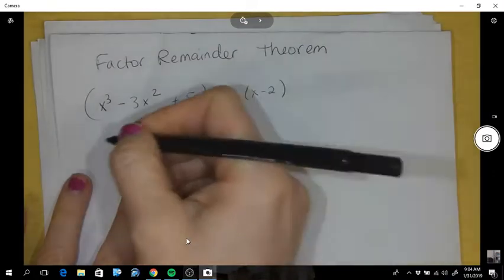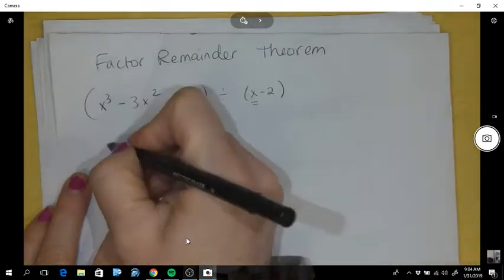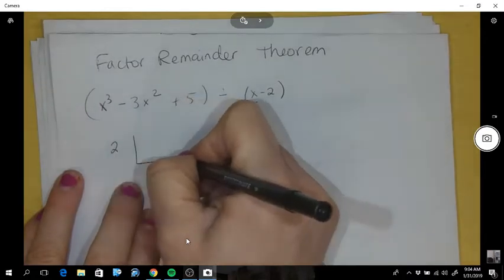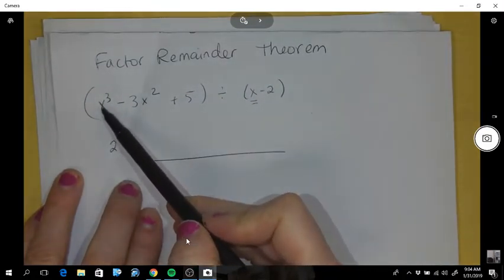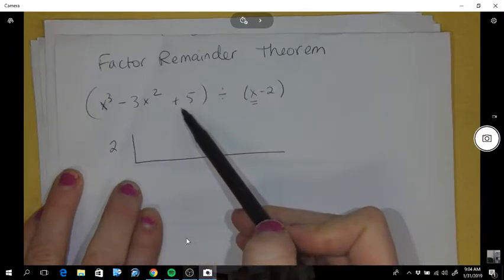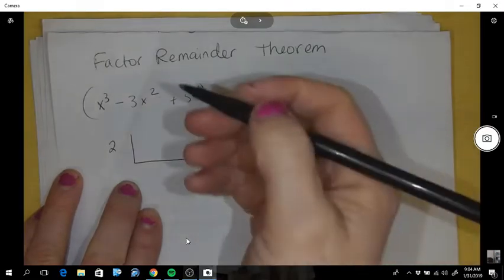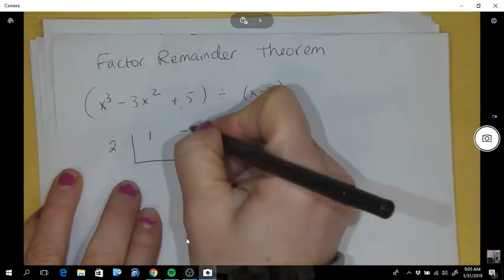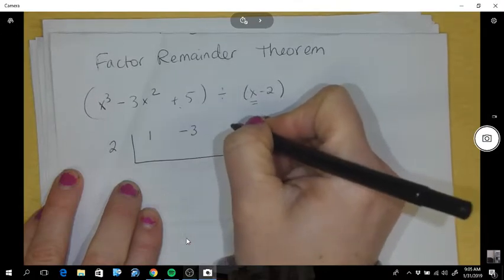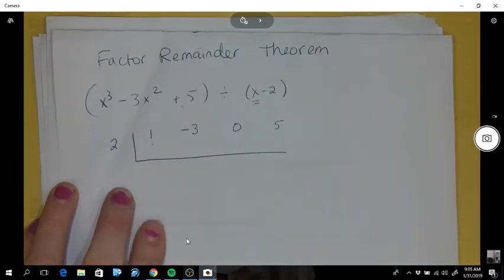Okay, so when we set up synthetic division, we use the zero, so positive 2, and then we take the coefficients. Remember, decreasing order: cubed, squared, and there's no x term, so we will have to put a placeholder of 0 in. So 1x cubed, minus 3x squared, 0x, and 5. Okay, so we have that set up.